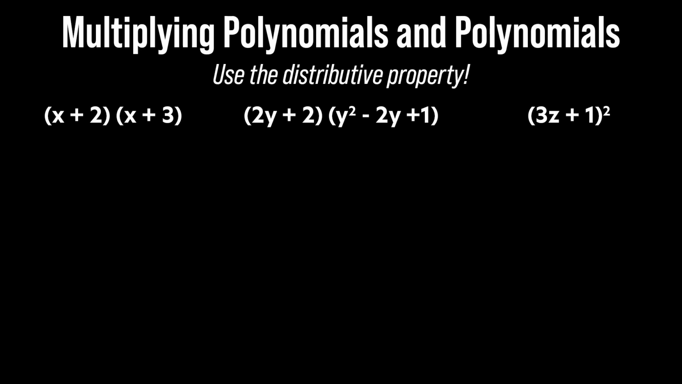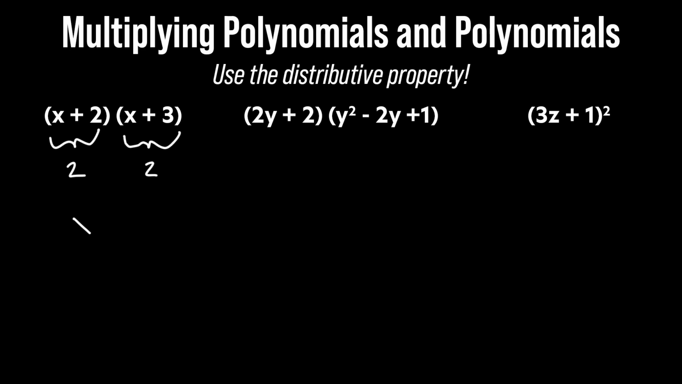Today we're going to learn about multiplying polynomials and polynomials. Use the distributive property. So again, instead of multiplying a monomial and a polynomial, this is multiplying two polynomials. The difference is that a polynomial has more than one term. So here's one polynomial with two terms, and here's another one with two terms.